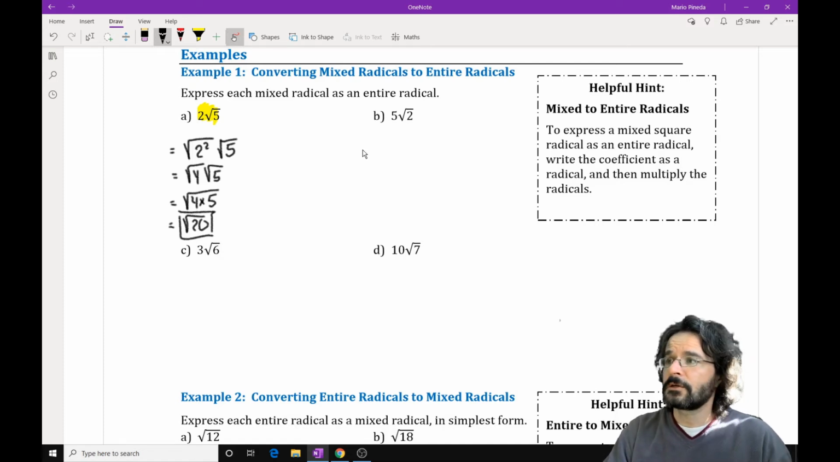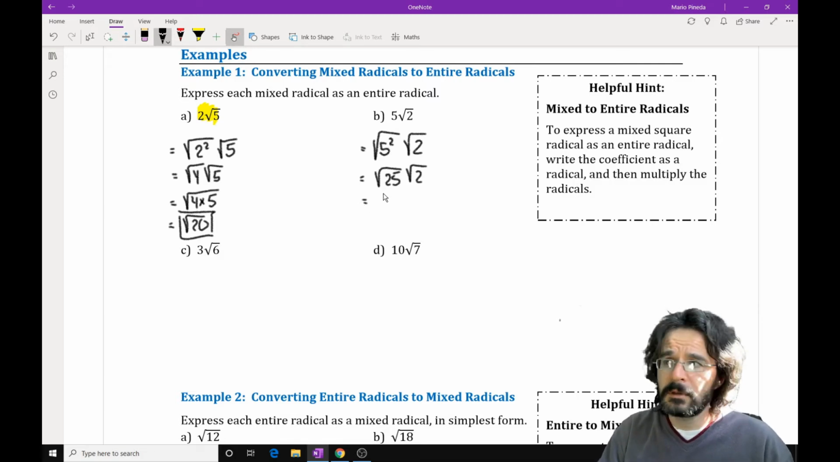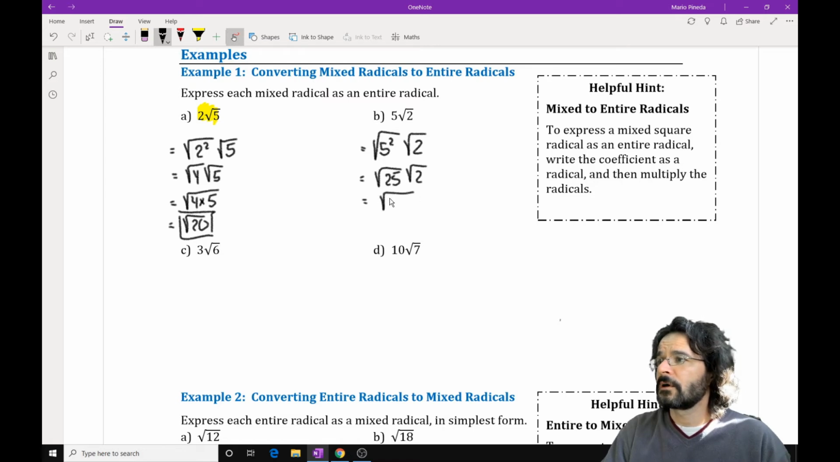B, same procedure. We're going to take 5. We're going to square it and take the square root out of it, times square root of 2. This is the same thing as square root of 25 times square root of 2. We can put the two radicals on the one radical symbol, which will give us square root of 25 times 2, which is the same thing as square root of 50.